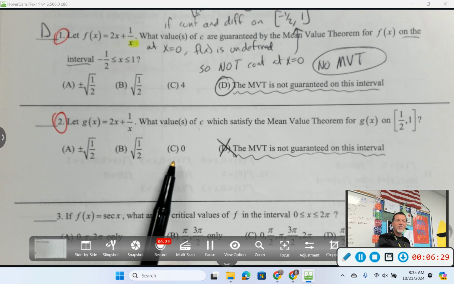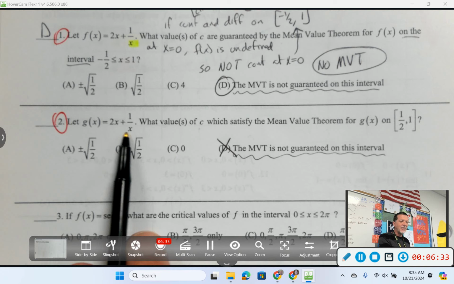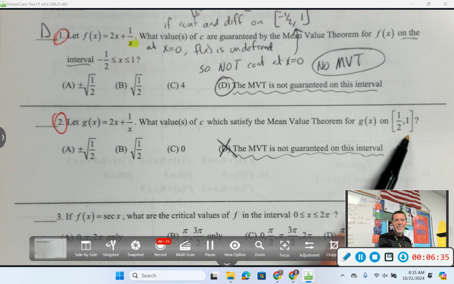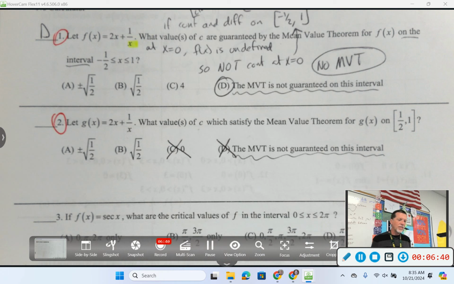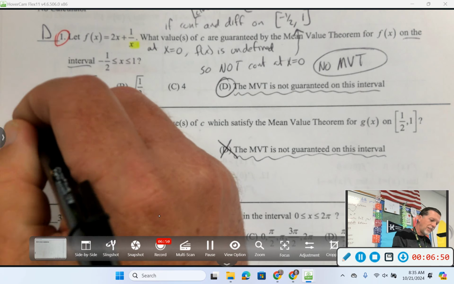Why are you throwing out 0? Well, a couple things. It's not on the interval, and it's undefined. So multiple reasons, it can't be 0. That's not even the one I was looking at. Why can I throw out A? Because the negative one isn't even on the interval. So that was an easy question.